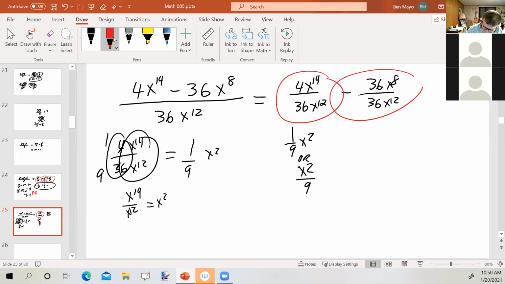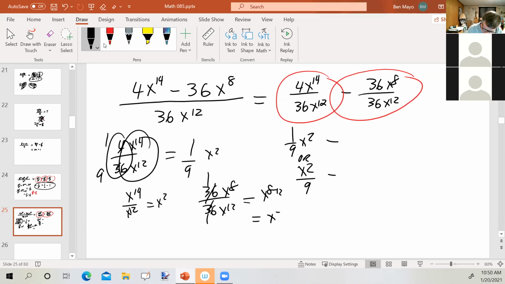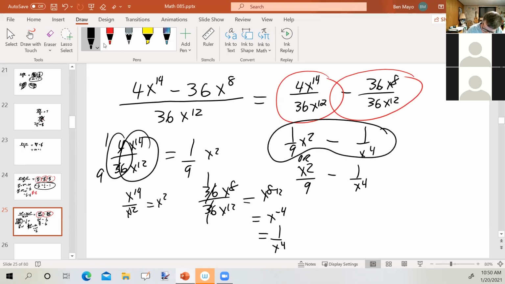Going on, we've got minus, let's see, 36x to the 8th over 36x to the 12th. The 36 is reduced to 1 over 1. So then I've got x to the 8 minus 12, which is x to the negative 4, which is 1 over x to the 4. So I could write the answer like this or like that. Any questions there?